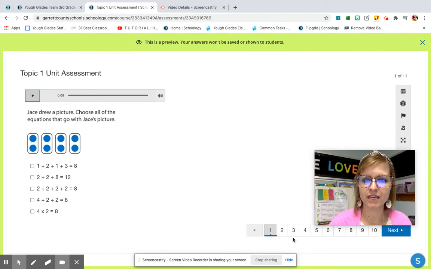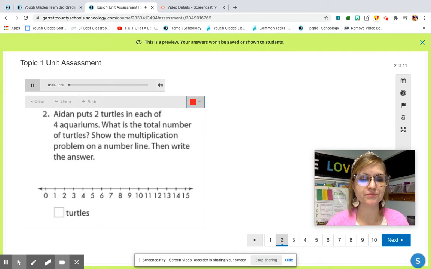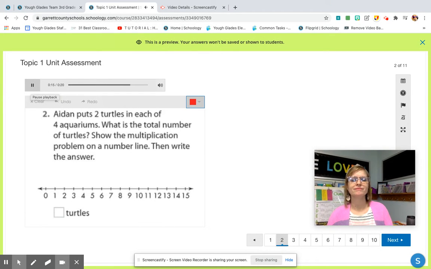Then, let's move on. Now, this is the writing tool. You're going to use the writing tool for this one to answer this question, so listen closely. Aiden puts 2 turtles in each of 4 aquariums. What is the total number of turtles? Show the multiplication problem on a number line, then write the answer.